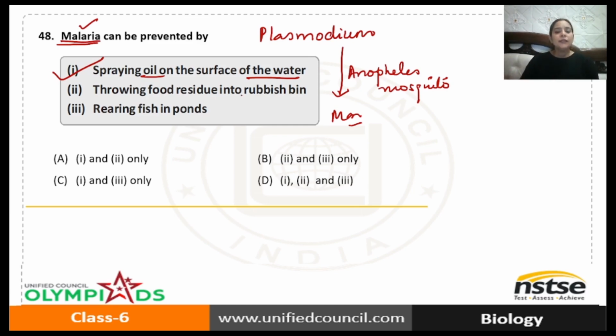Throwing food residue into a rubbish bin. Obviously, it is not affecting the mosquito breeding here, so no to this. Rearing fish in ponds, yes, because fishes eat up the larvae. So the option which states 1 and 3 can be a prevention for malaria, that is option C. Which option is correct? Option C is correct.